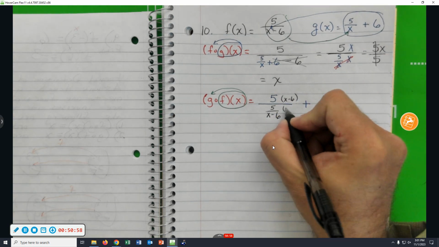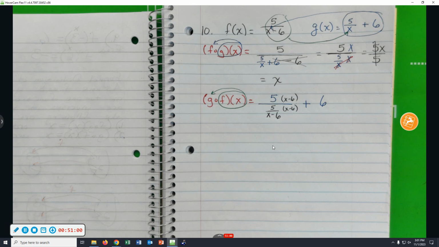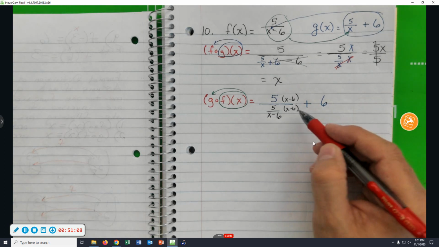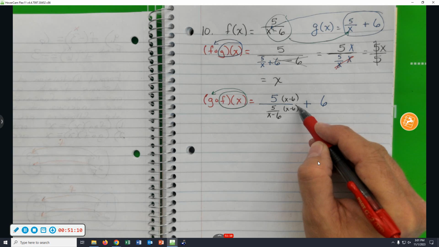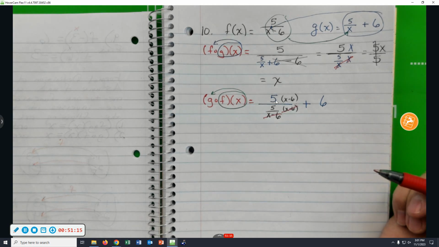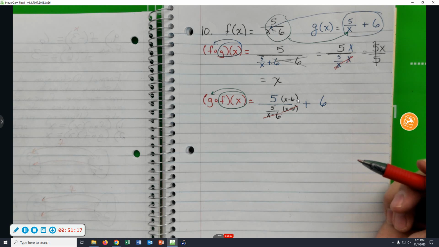And resist the urge to start distributing. Looking at the major denominator, all of that stuff right there, something down here is about to cancel out. What is it? The x minus 6. It's okay, there and there. So don't distribute the 5 over the x minus 6.